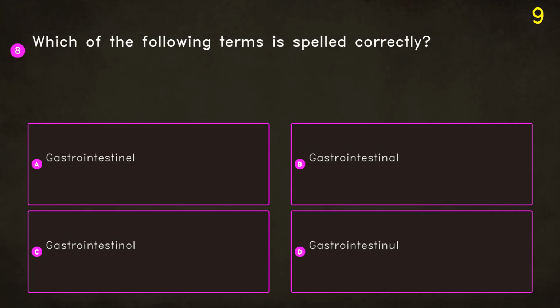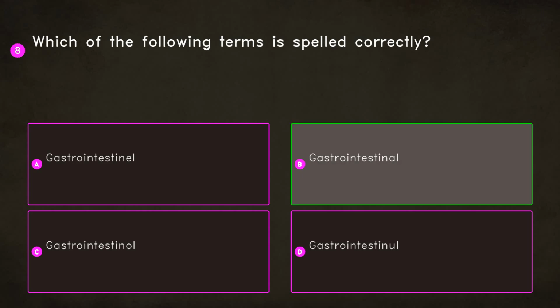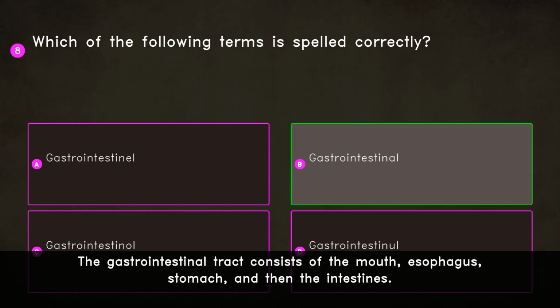Question 8. Which of the following terms is spelled correctly? A. Gastrointestinal. B. Gastrointestinal. C. Gastrointestinal. D. Gastrointestinal. The correct answer is gastrointestinal. The gastrointestinal tract consists of the mouth, esophagus, stomach, and then the intestines.